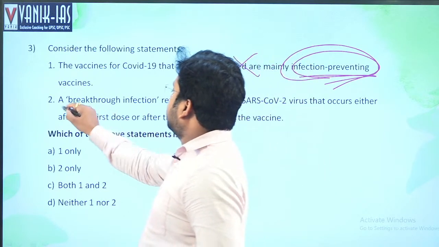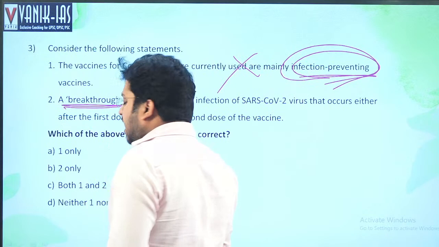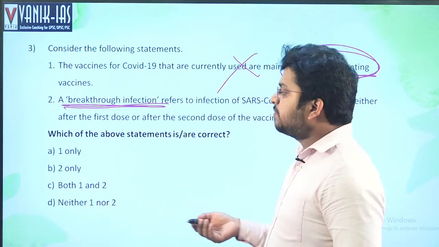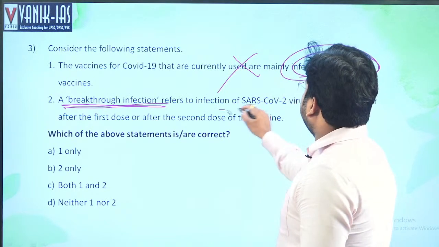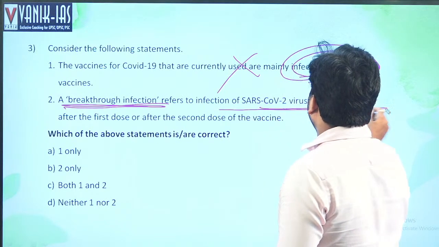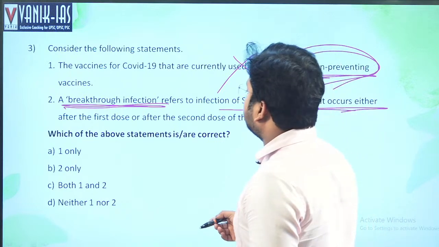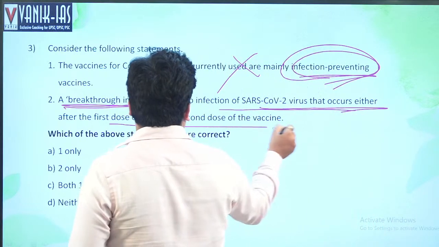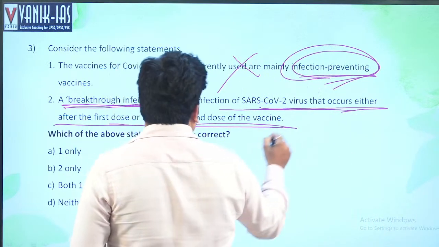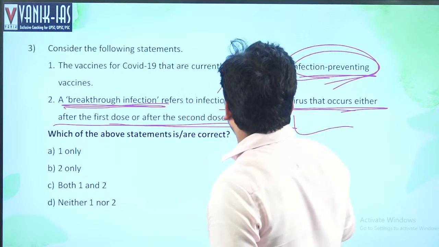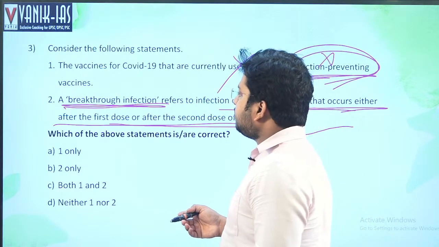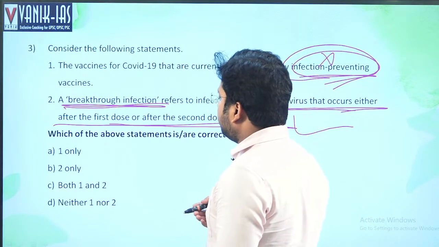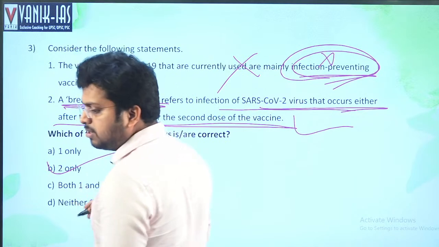What is a breakthrough infection? Breakthrough infection means after you have taken a vaccine, if you are suffering from infection, then that is called a breakthrough infection. It refers to SARS-CoV-2 virus infection that occurs either after the first dose or after the second dose of the vaccine. So that is called a breakthrough infection. It is not infection preventing, it is death preventing, right? So only the second option is the right answer.